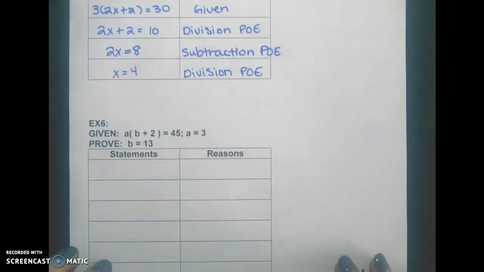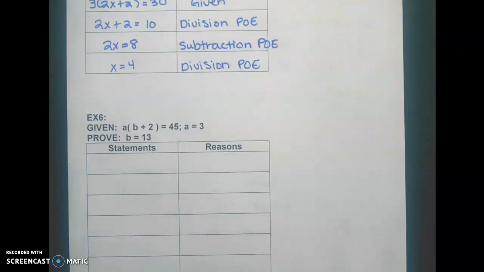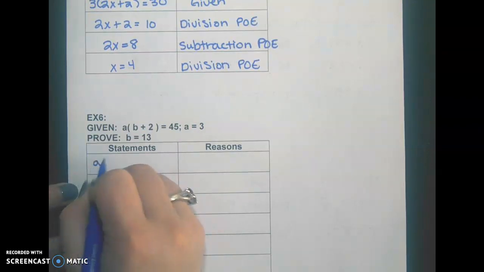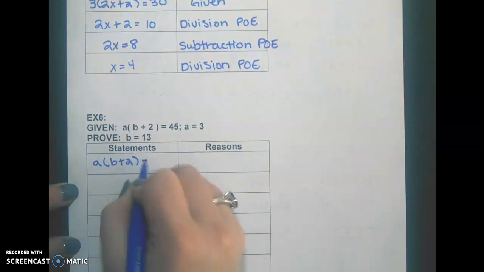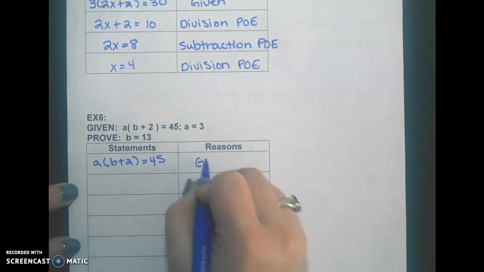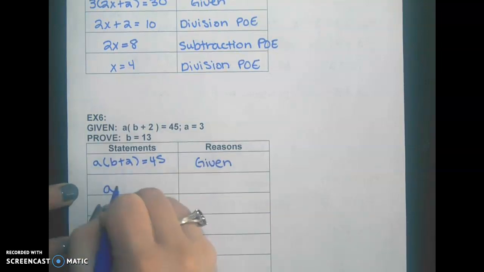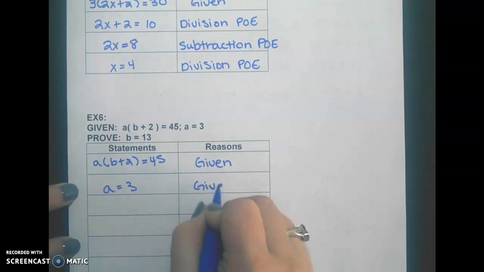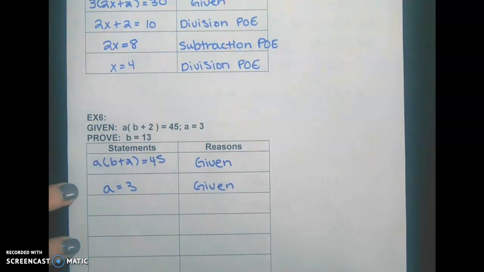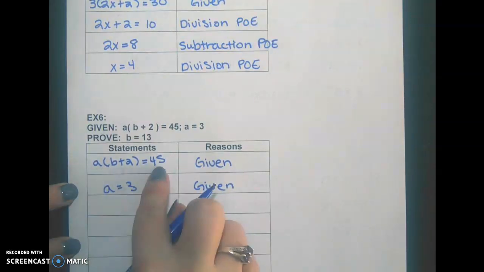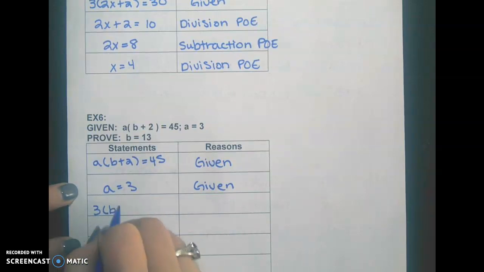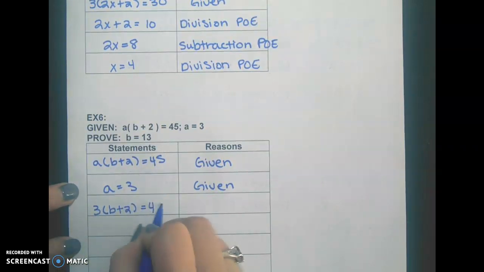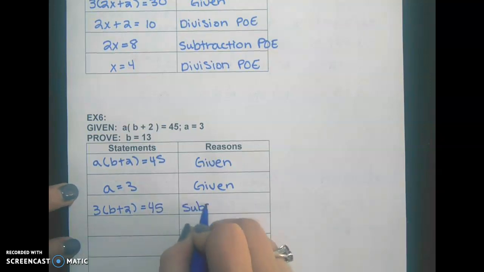On to number 6. Given a times b plus 2 equals 45, and a is equal to 3, I want to prove that b is equal to 13. So I'm going to start with what I'm given. I can say this because it was given. I can also say that a is equal to 3 because that was given. So I can rewrite our original equation as 3 times b plus 2 is equal to 45 because of the substitution property.